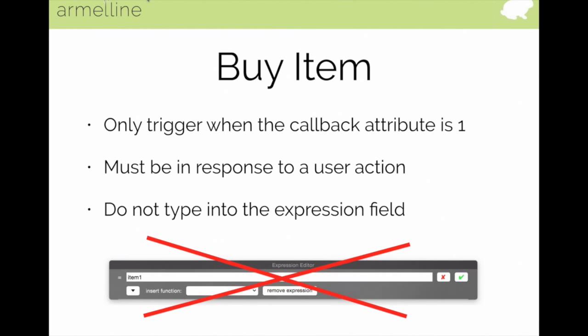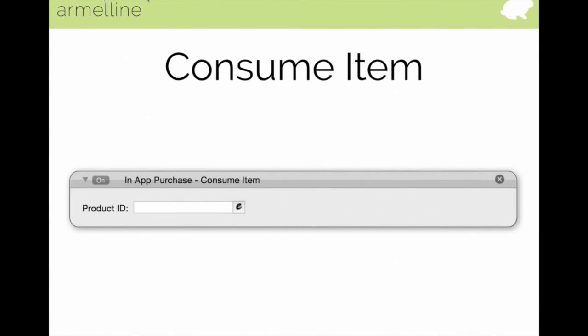You only want to be triggering it when the callback attribute is 1. If you're trying to use it when it's 0 or -1, then there's no communication to the shop, so you can't be getting very far with that. And it must be in response to a user action. Apple will reject you, and the other stores probably won't notice because they don't check very hard, but will eventually reject you if you're automatically triggering a purchase, even if it's a free one. So you must only be triggering the buy item behavior when the user has pressed a button.